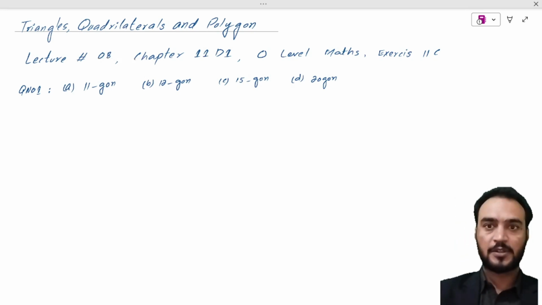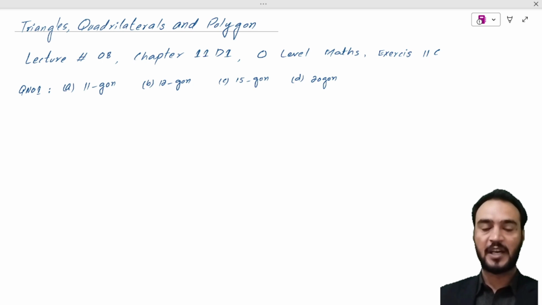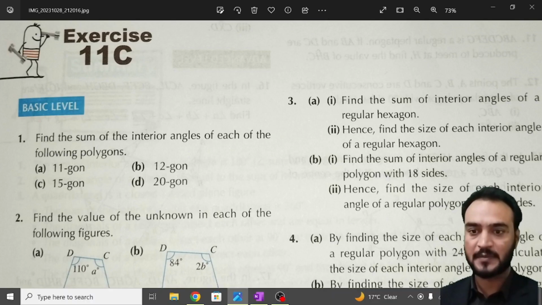Assalamu alaikum, dear students. I am Rashid Kenny, and today I am delivering my eighth lecture on the topic triangles, quadrilaterals, and polygons. This is chapter 11, D1, O level mathematics, exercise 11C, and the question number one is this.